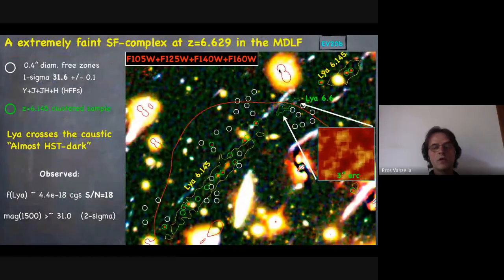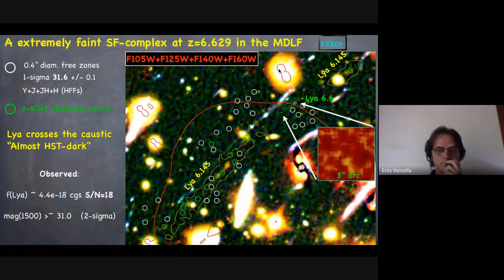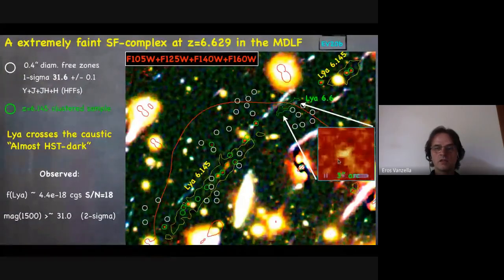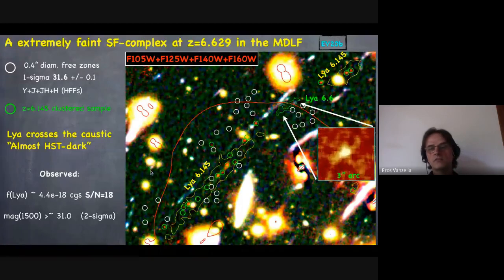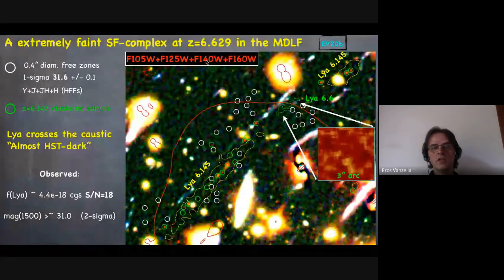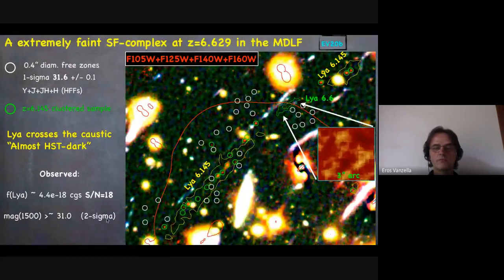Okay, so I would like to show you now another extreme case we found that is crossing the critical line at redshift 6.6. This is a very small arc that we see emerging. This is the Lyman alpha observed. This is the magnitude, basically not detected from HST, even combining Y, J, JH, and H, so down to, let's say, 31 magnitude at 2 sigma.